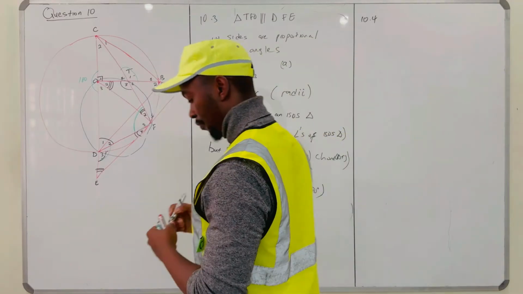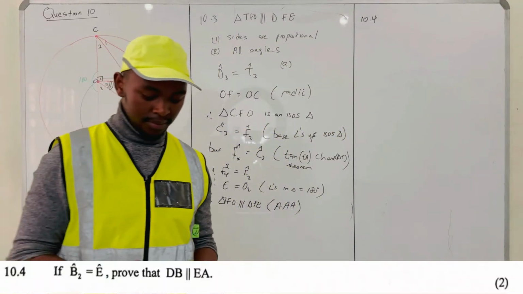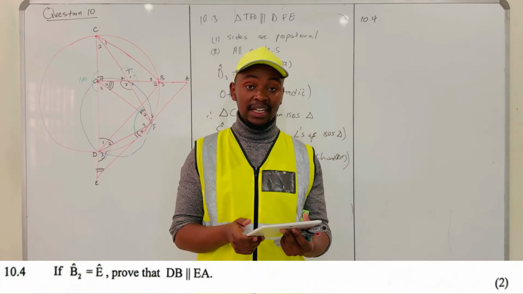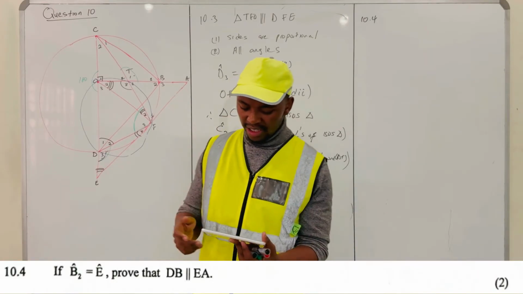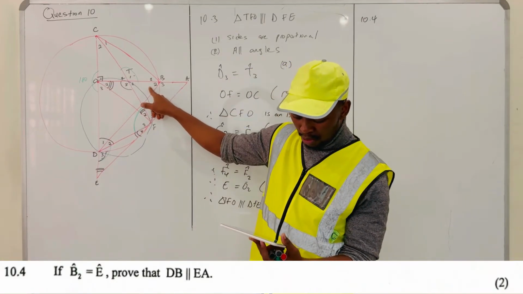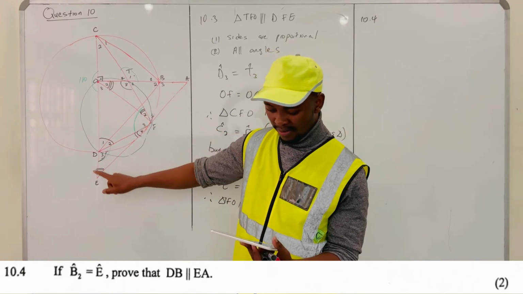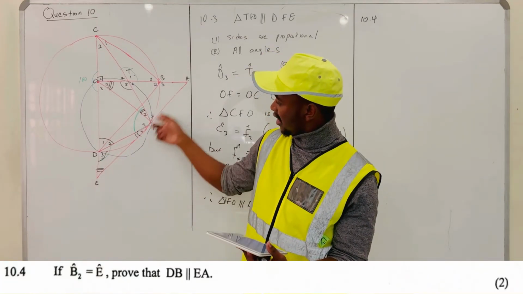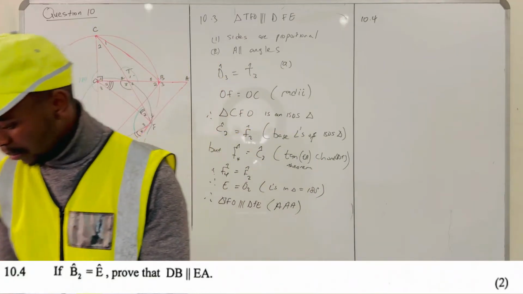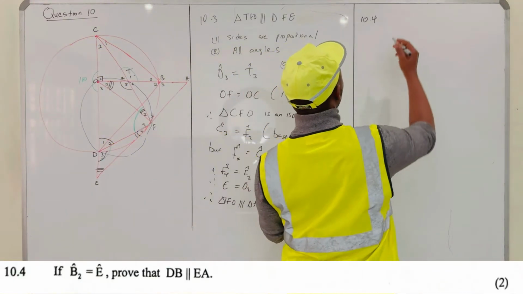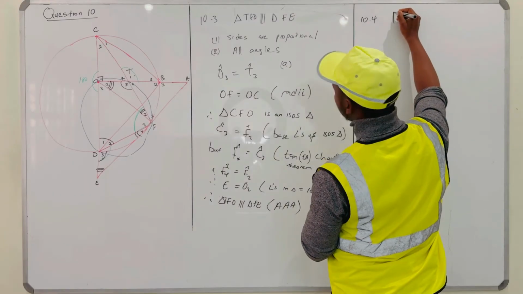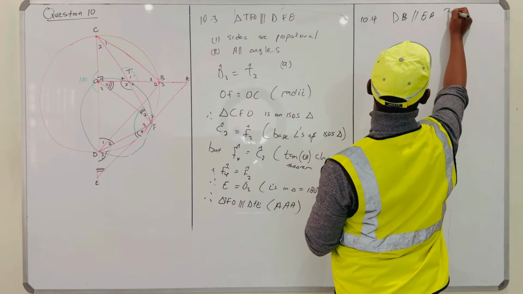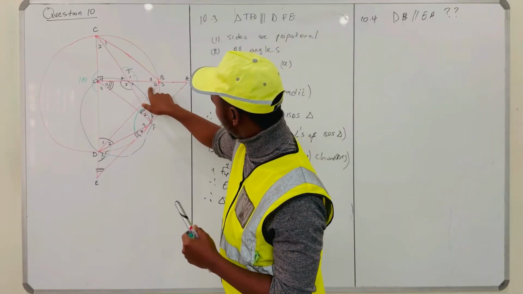Question 10.4. All right. Question 10.4 is telling us that if angle B2 is equal to the angle E, prove that the line DB is parallel to the line EA. Okay. We're meant to prove that, okay? Well, given that B2 is equal to E.